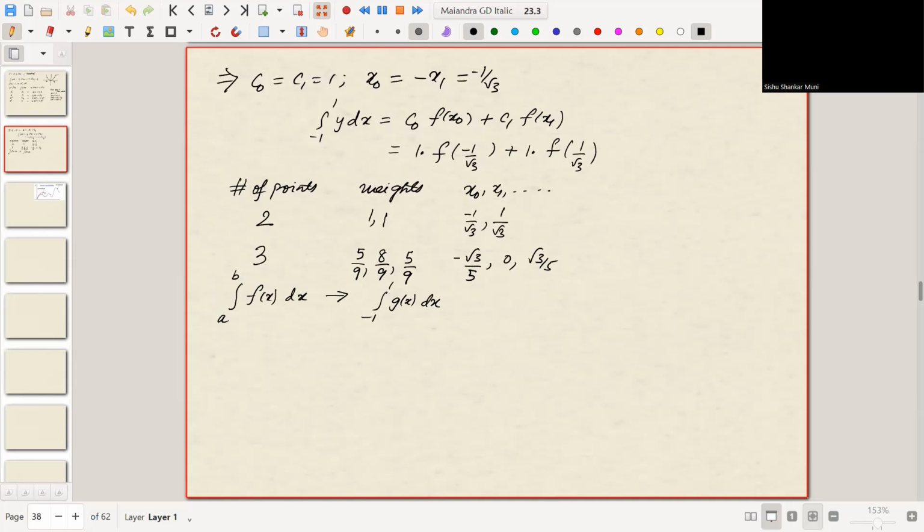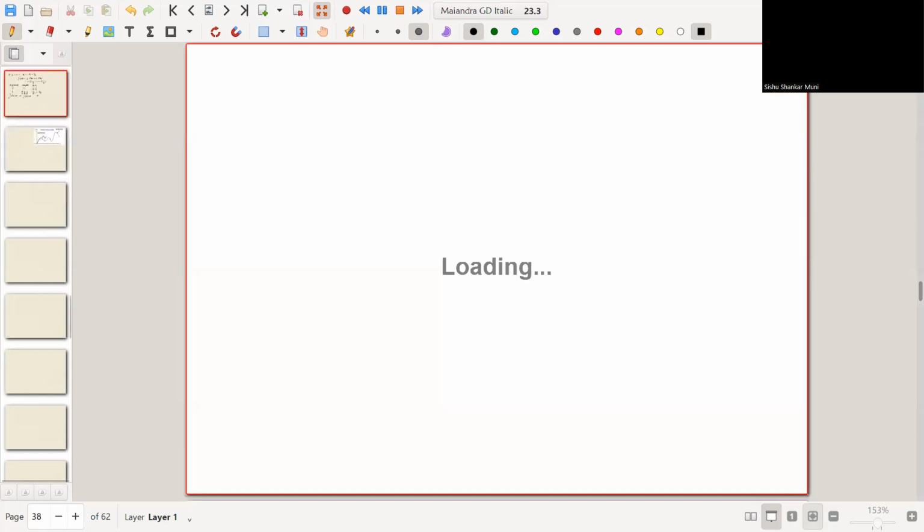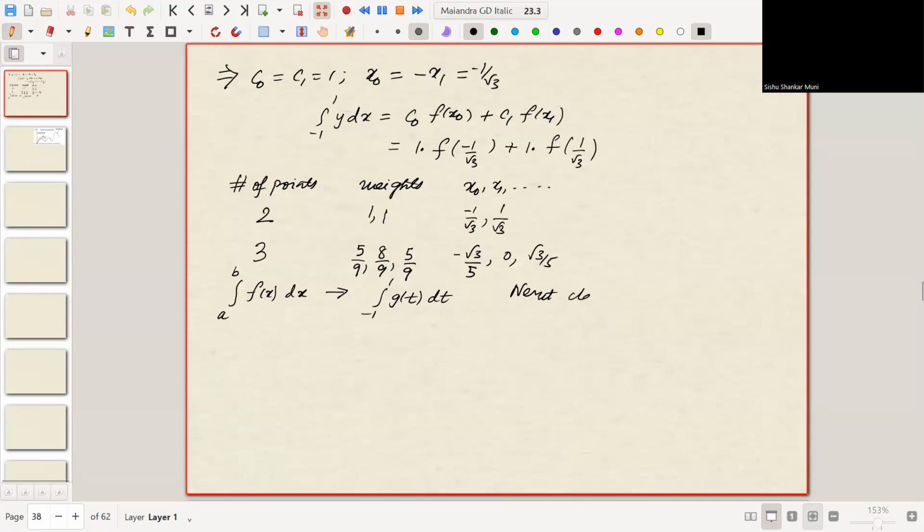How do you do that? Ideas? So you see, not dx actually, my bad. It will be some other variable, say t, g of t dt. Right? Issues? So I will just give a comment in the next class regarding this. In the next class, I will give a comment on how to do this transformation actually.